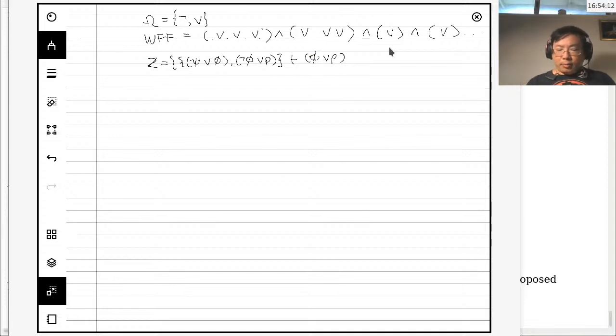Oh, okay, I take it back. That's supposed to be a psi, not a phi. This is a psi. There we go. So we only have one rule left.